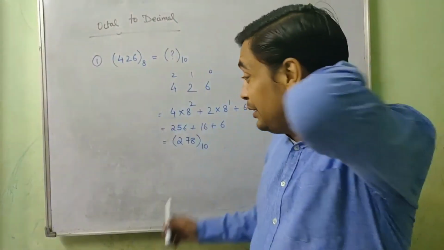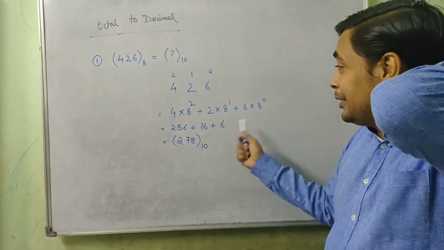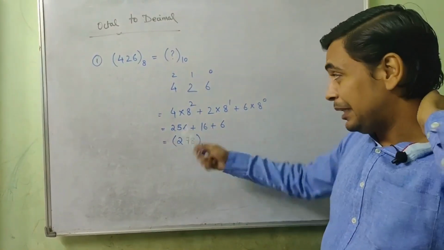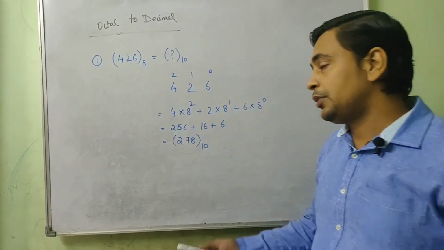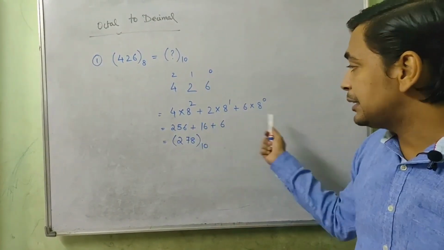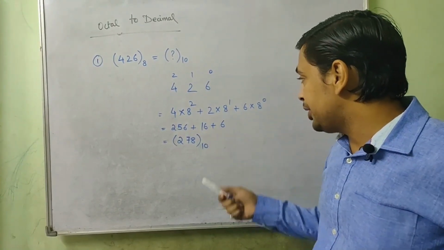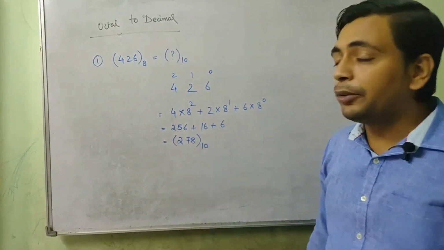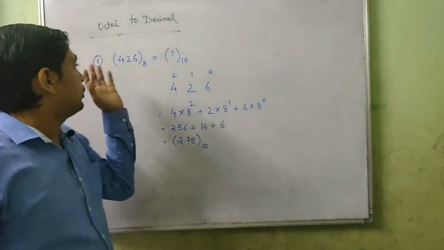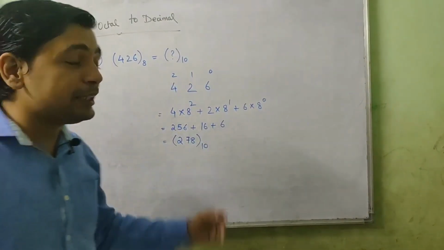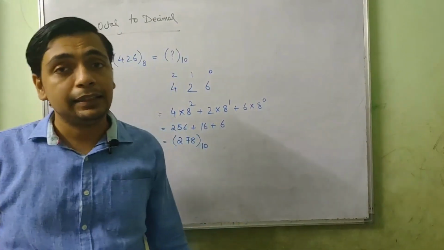Okay, I hope I have done everything correctly. In case of any mathematical mistakes, you can check it out, but let me check. 64 into 4 is 256, 8 into 2 is 16, and 256 plus 16 is 272, plus 6 is 278. Okay, it's fine. So 426 in octal is represented as 278 in decimal.